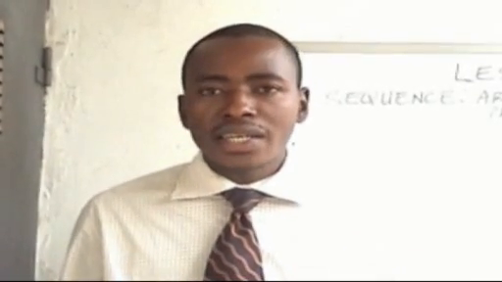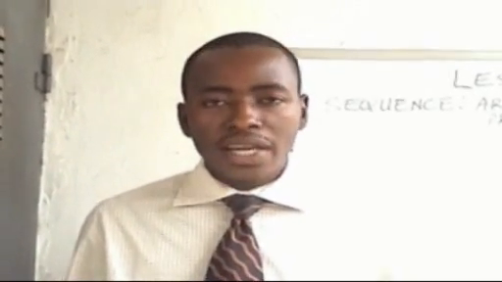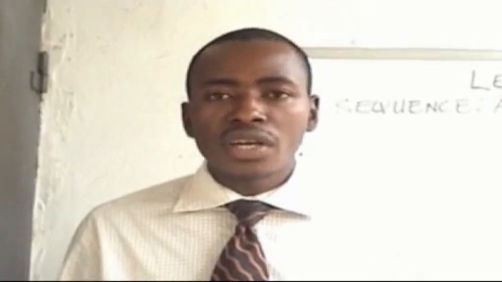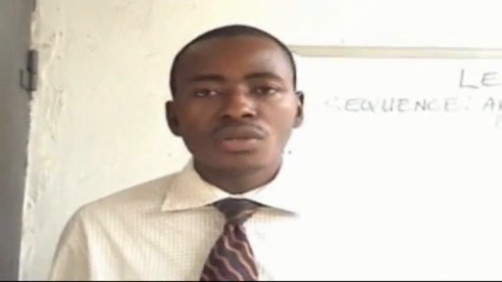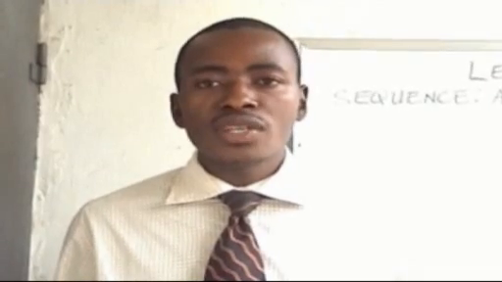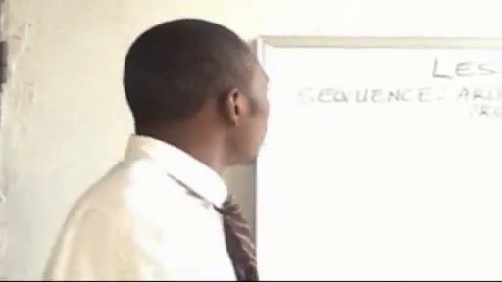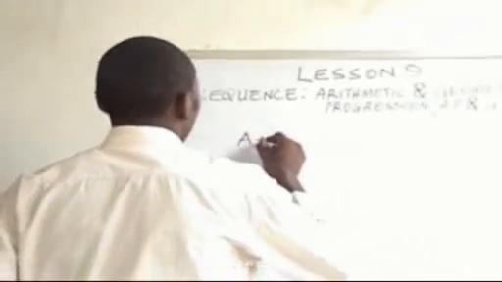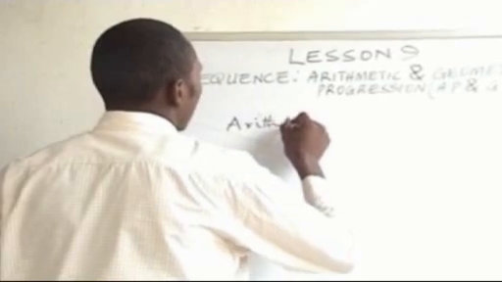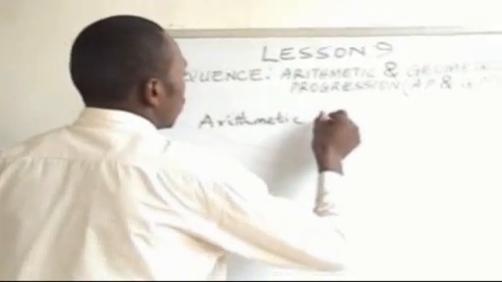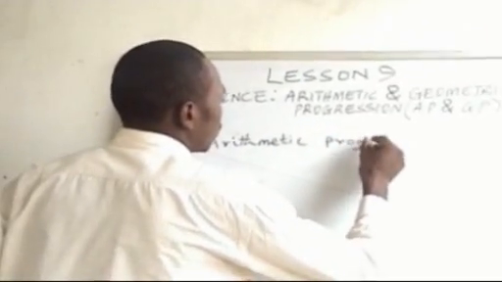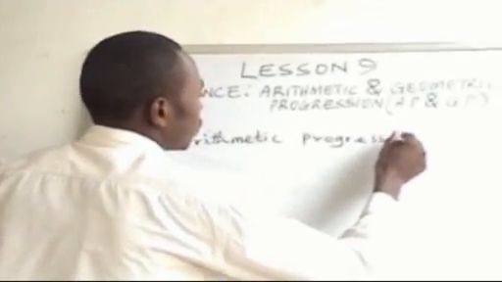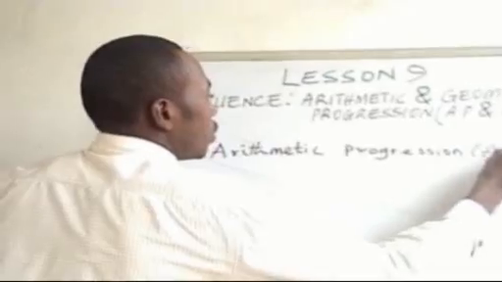We'll consider the nth term of an arithmetic progression and the sum of n terms in arithmetic progression, after which we'll take examples under arithmetic progression before we go over to geometric progression. So, arithmetic progression, AP.